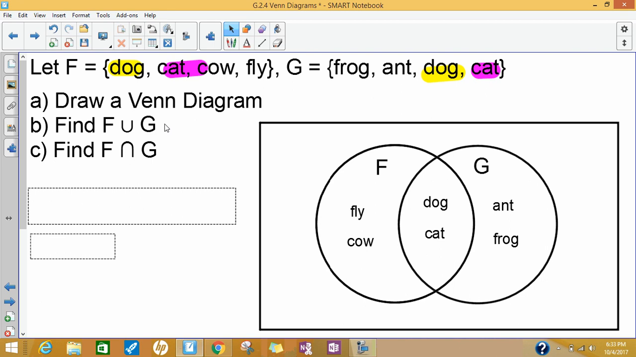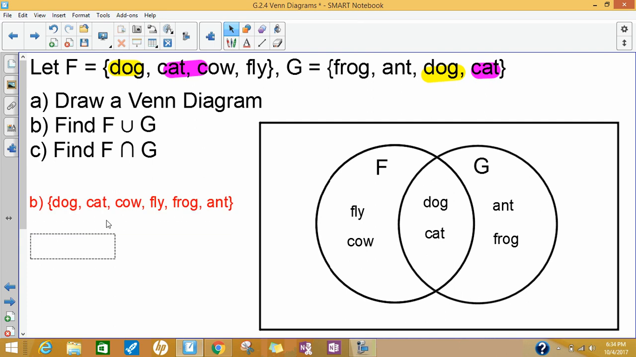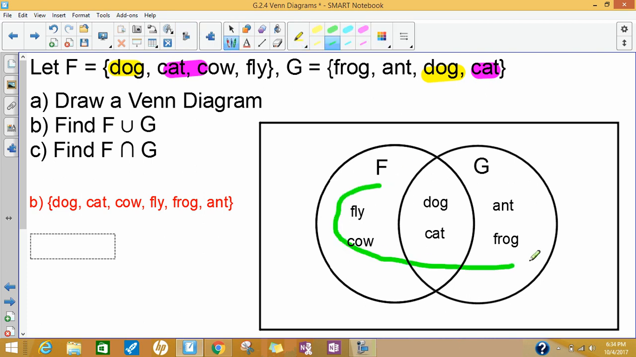And if I want to find the union of F and G, it's simply all of the animals contained in both sets. So dog, cat, cow, fly, frog, and ant. There should only be 6. If you look at the picture, there are 6 animals. Dog and cat are in both sets, so we don't repeat them when we write the union.